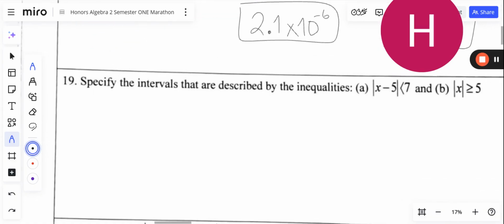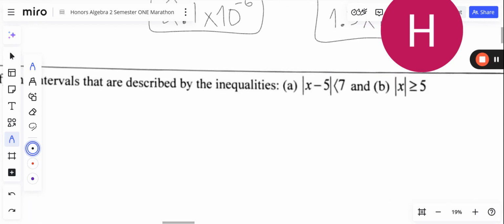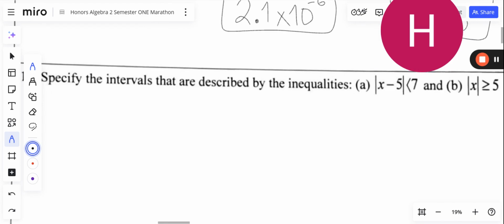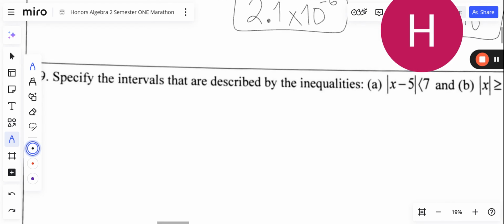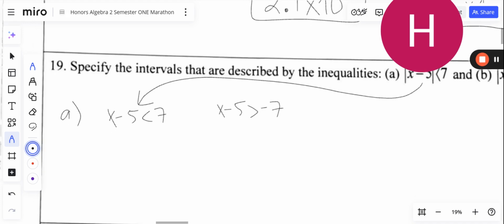Pretty crazy. Specify the intervals that are described by these inequalities. So we have two inequalities. We're going to have to treat them differently. And the way that we work with absolute value inequalities, because of this flipping behavior that I mentioned, just talking about part A, it's either the case that x minus 5 really is just less than 7, or if it were flipped negative, that would mean that x minus 5 is actually greater than negative 7. So let's solve those two separately.